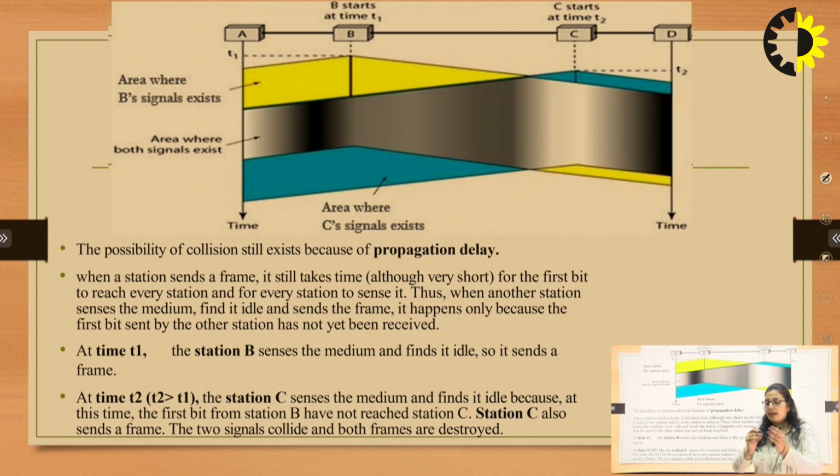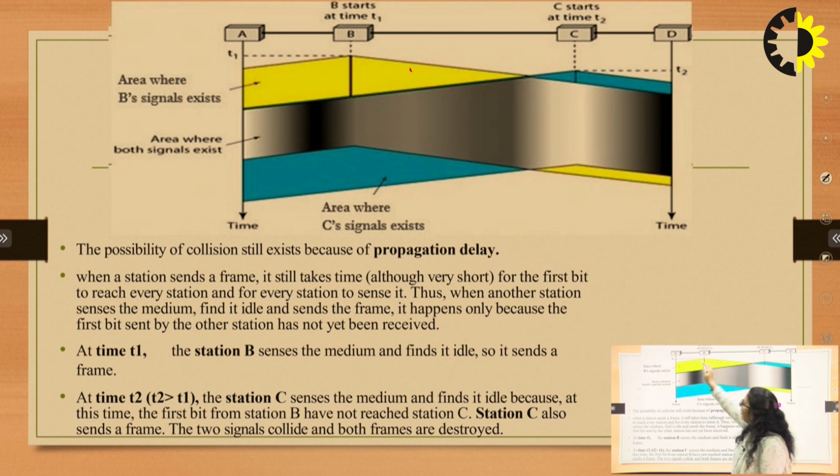While the data is being sent, it will transmit in both directions. If some intermediate node is sending the data, then it has to be sent in both directions. So at time T1, B has sent the data and it has been received by A. Received by A means it has sensed that there is no data, but before it reaches C, C has also started sending the data.